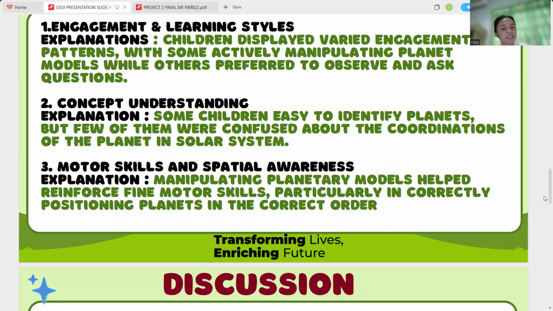We know that there might be pictures or a section that the children don't know, or they are confused about which one is Mars, which one is Saturn, and which one is Jupiter, because when it comes to the colors or the position, they have some similarity. So I move on to my discussion.